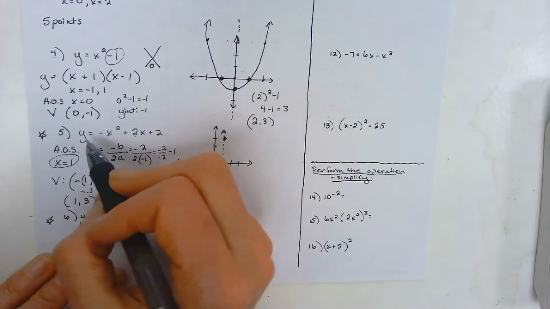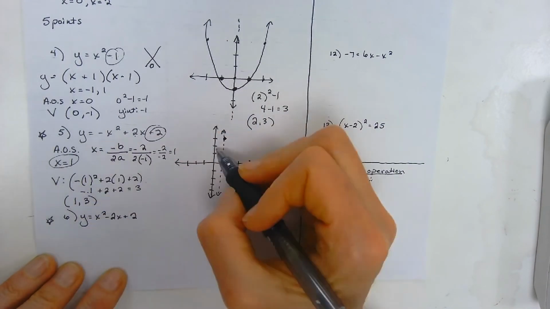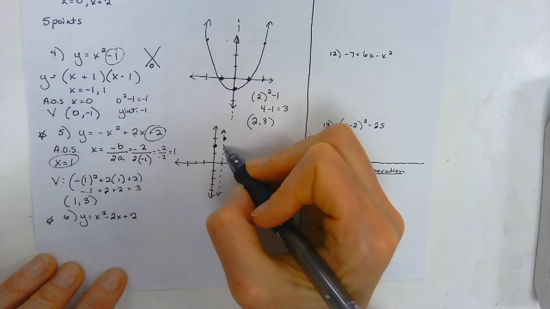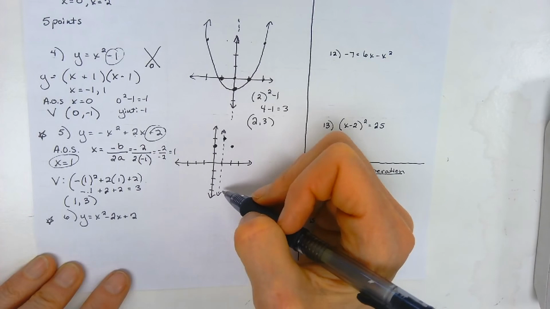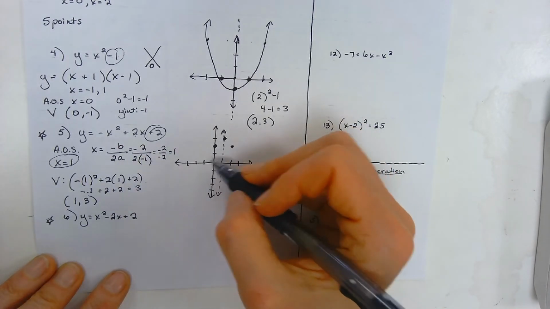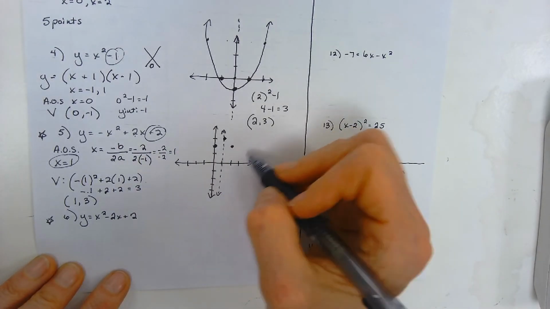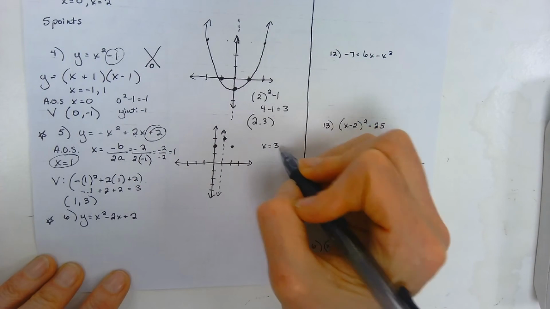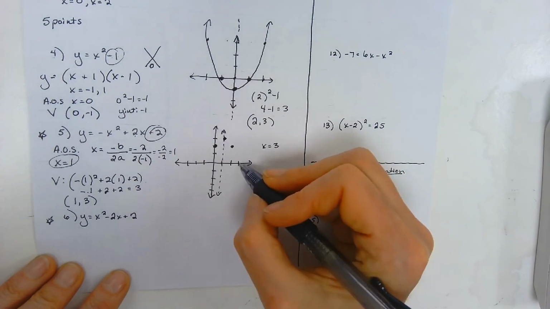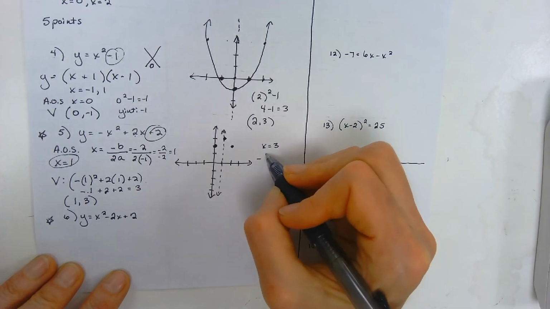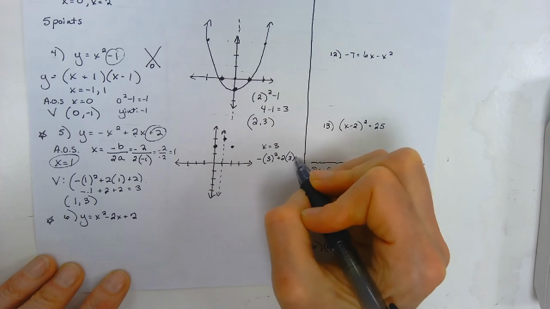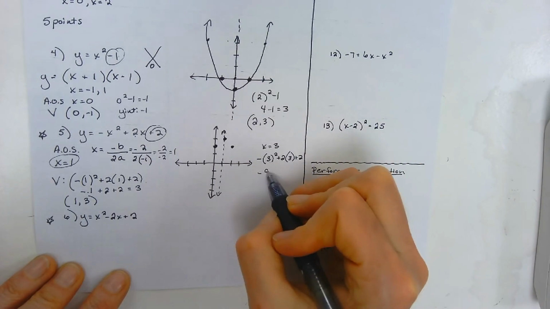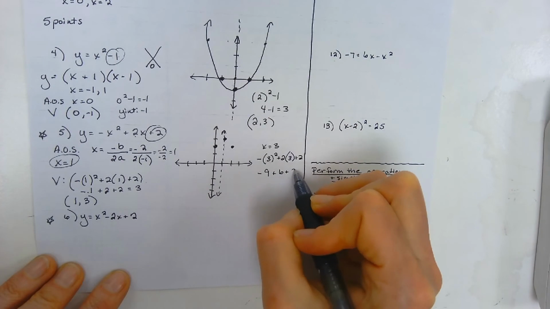The y-intercept, remember, is c, so that's 2. I can reflect that across the axis of symmetry. I will need to find an additional point. So 1, 2, 3, I'll use x equals 3. When I put 3 into the function, I get the opposite of 3 squared plus 2 times 3 plus 2. It's the opposite of 9 plus 6 plus 2.